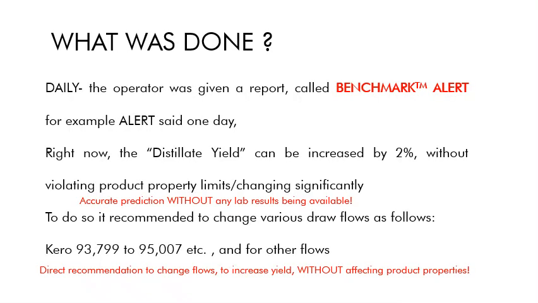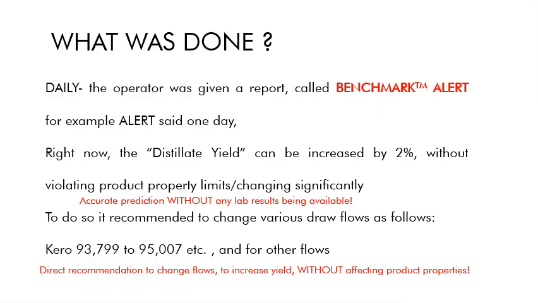So what was done? Basically, daily the operator was given a report called the benchmark alert report. Let's take an example of a particular day. On that day, the report said that right now the distillate yield can be increased by 2% without violating the product properties or changing those properties significantly. That is, an accurate prediction about optimization potential was done even when the lab results were not available. That is the first part.